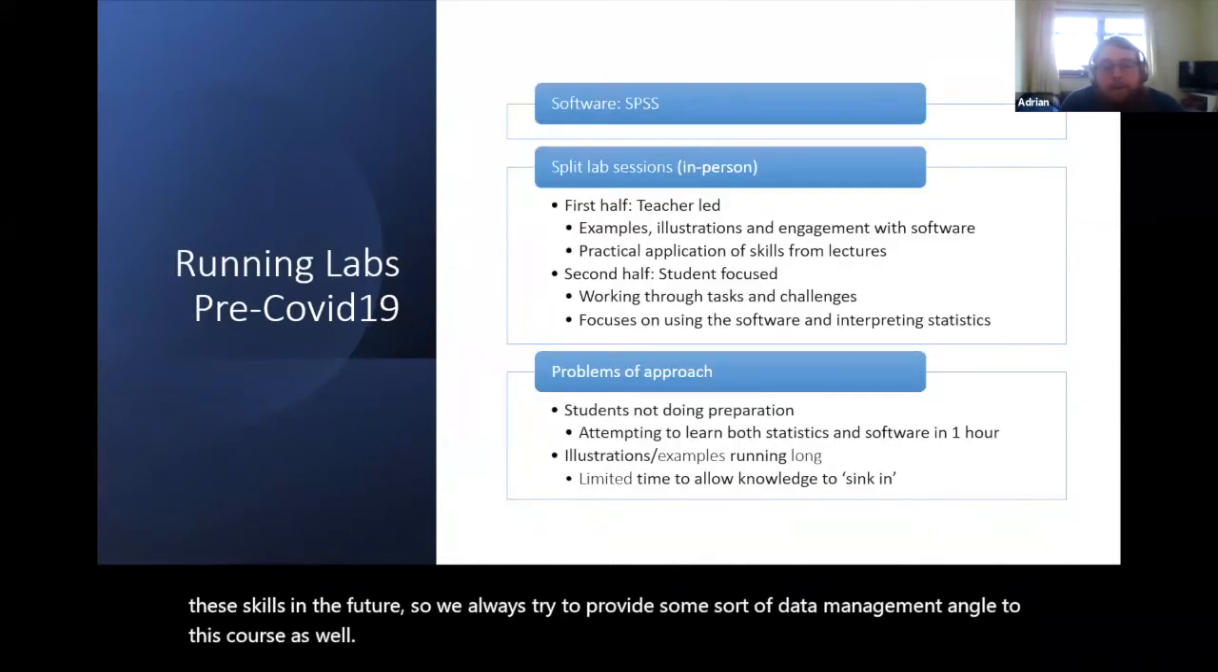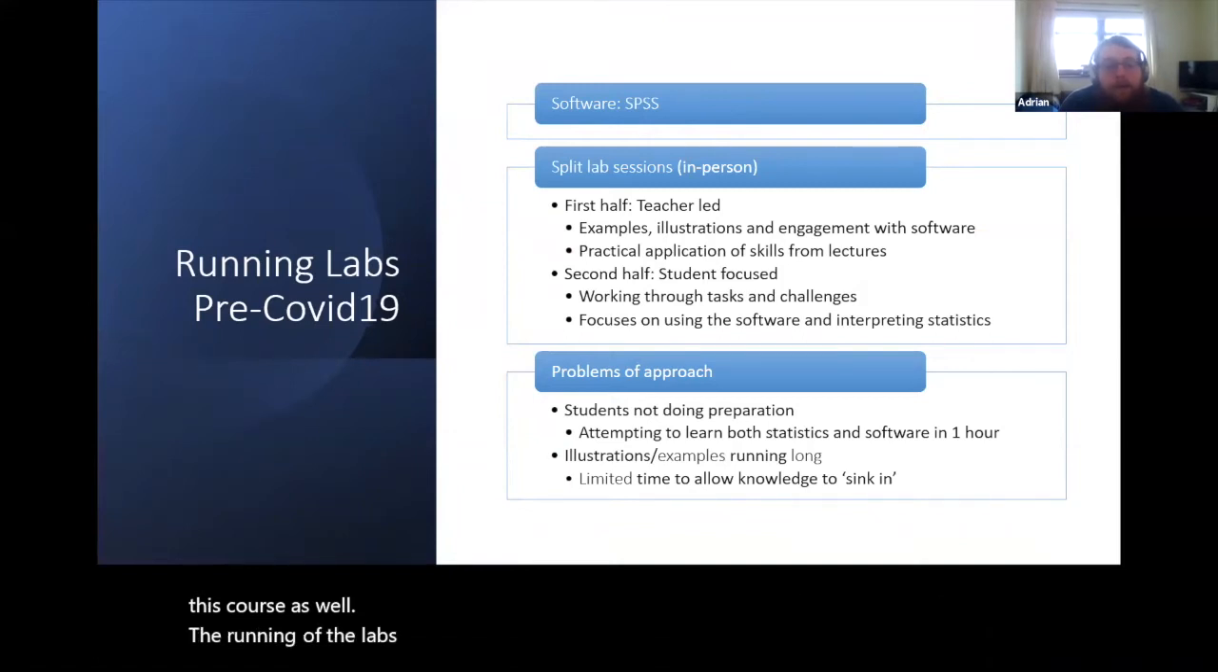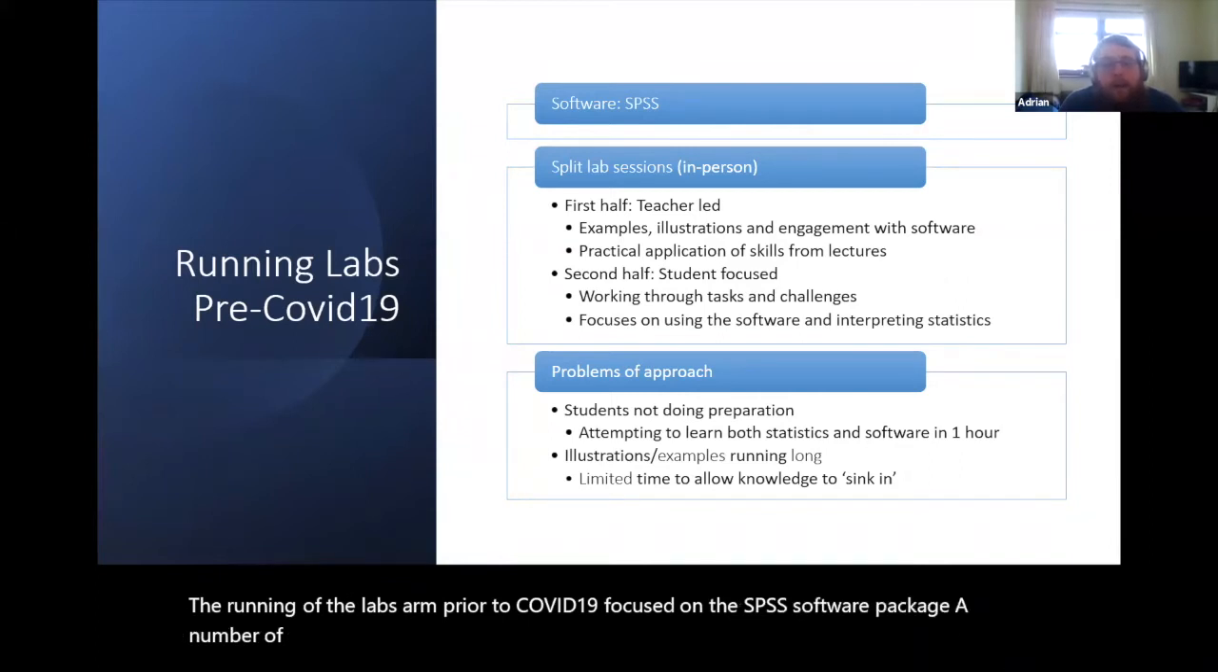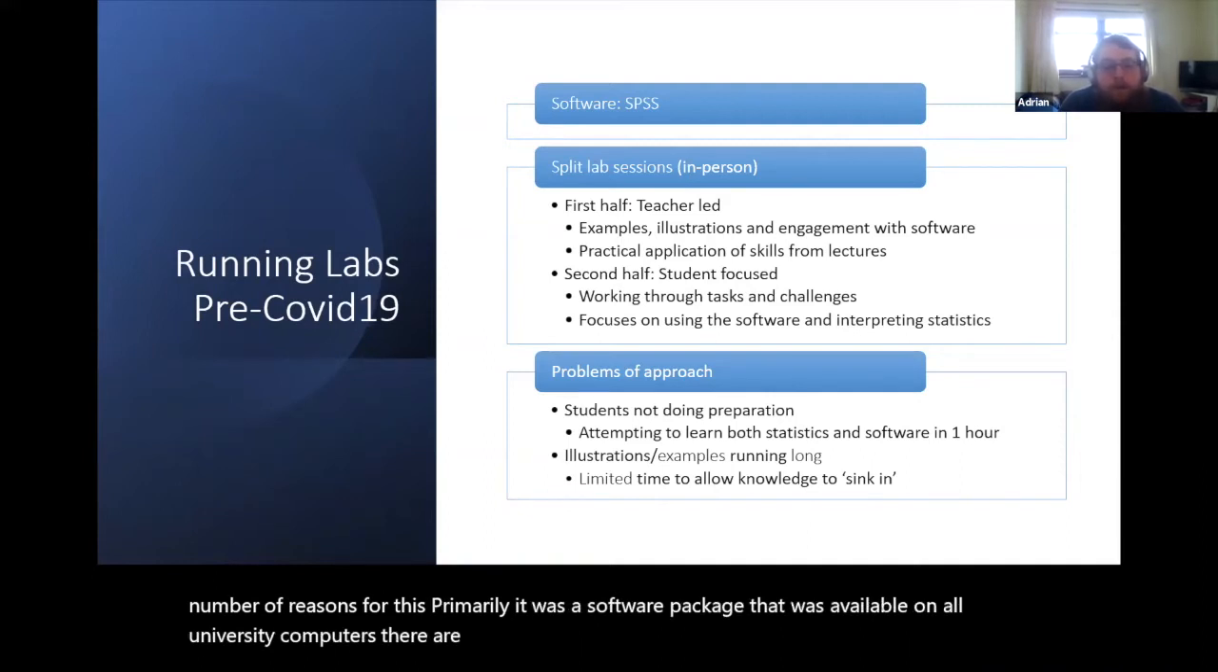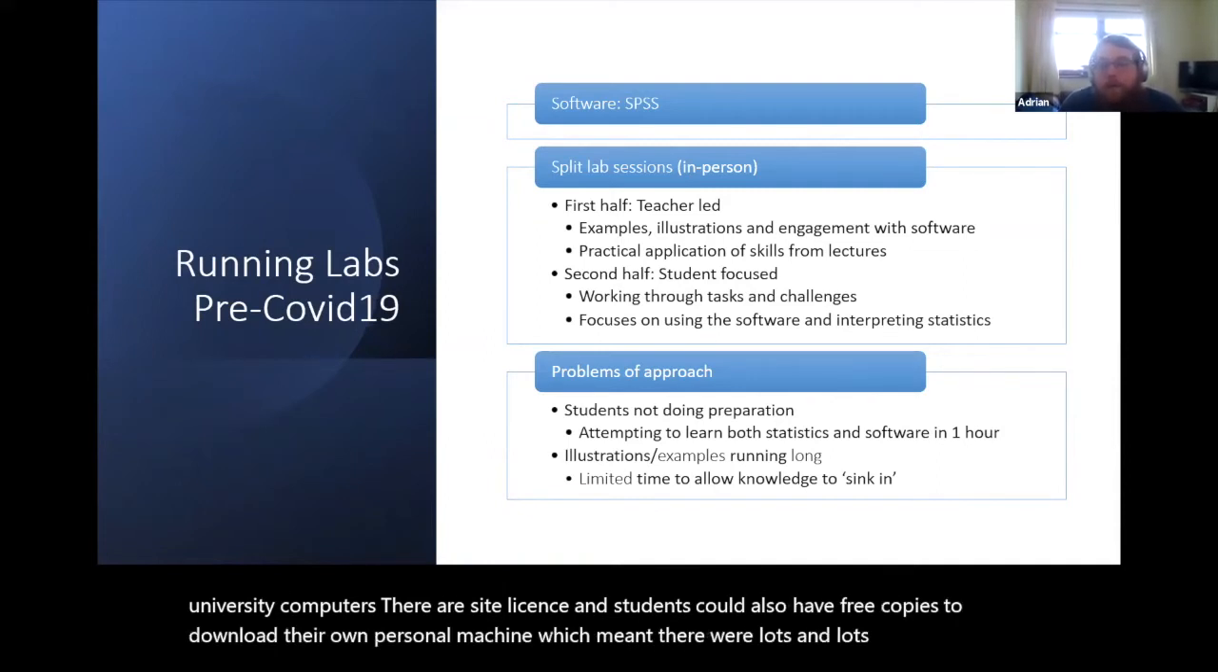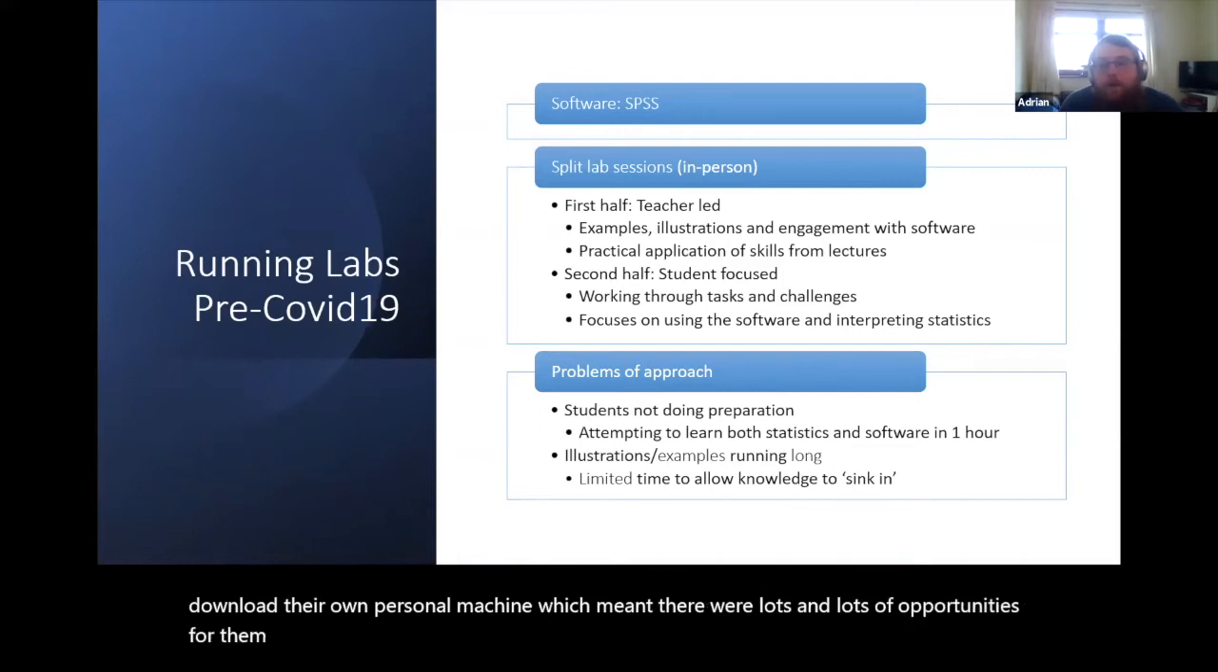The running of the labs prior to COVID-19 focused on the SPSS software package. There were a number of reasons for this. Primarily, it was a software package available on all university computers through a site license, and students could also download free copies for their own personal machines, which meant there were lots of opportunities for them to practice outside of the traditional lab environment.